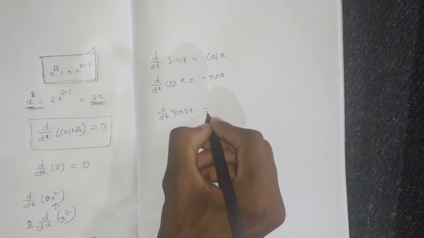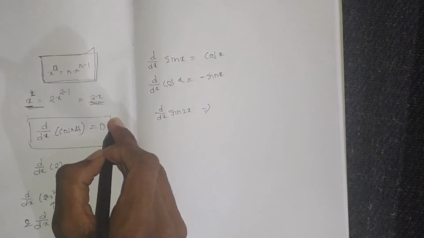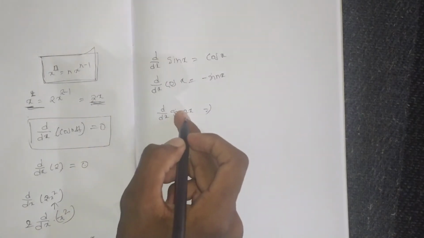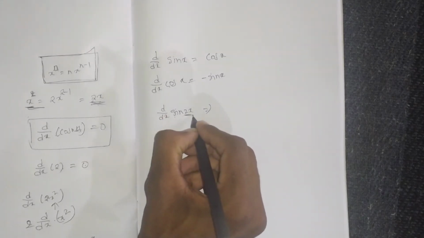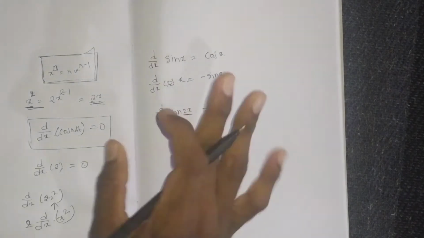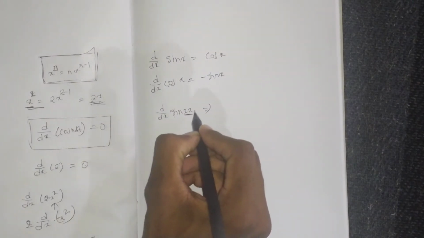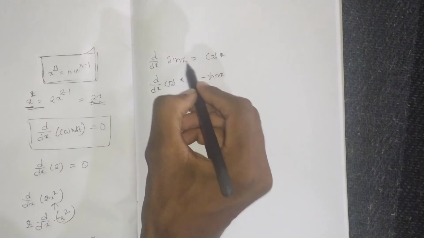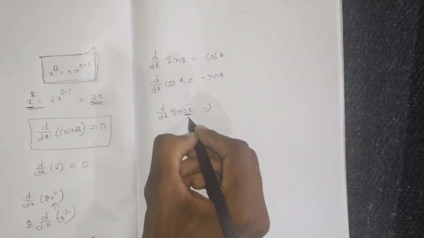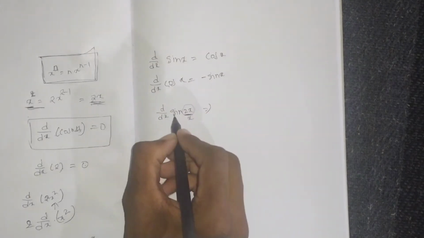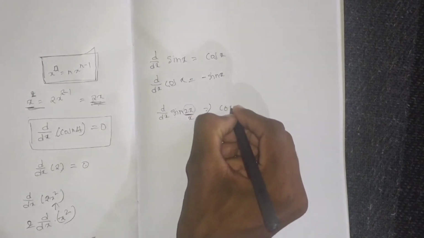If I solve the differentiation of sin 2x, I cannot take the 2 out as a constant. I cannot take the 2 outside of the differentiation. Why? Because this 2x is inside the sine, so I cannot take the 2 as common. We know that the differentiation of sin x is cos x. I am taking the complete 2x as x, so it becomes sin x. What is the differentiation of sin x? It is cos x.